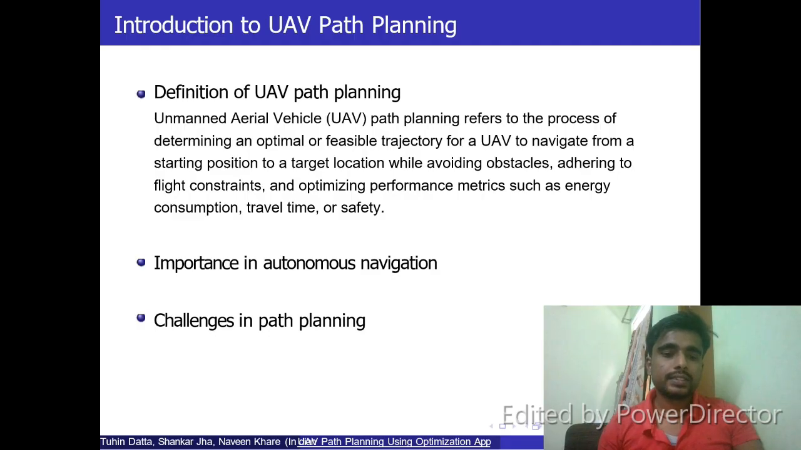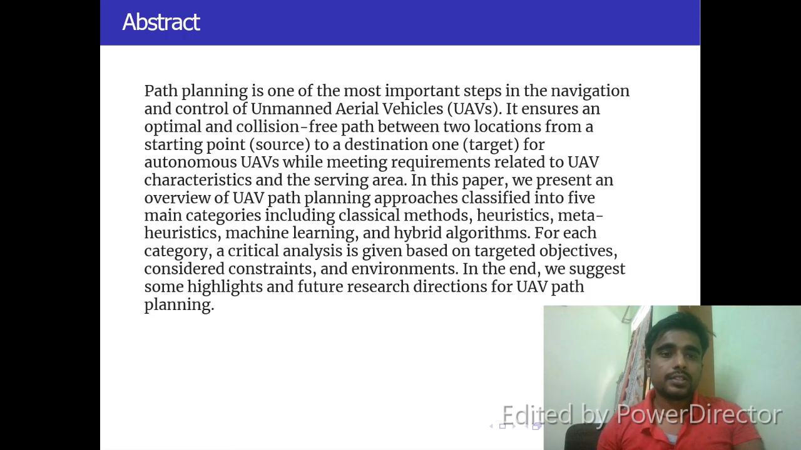UAV path planning is a critical component in the navigation and control system of unmanned aerial vehicles. It enables autonomous vehicles to determine optimal and collision-free trajectories between starting and destination points while satisfying various constraints. Effective path planning is essential for applications ranging from military reconnaissance to package delivery and disaster management. The complexity of this process stems from the need to balance multiple objectives while operating under various constraints in dynamic environments. So these are the abstracts.